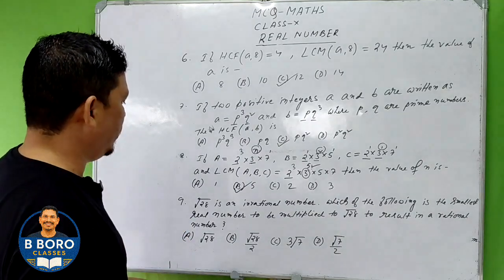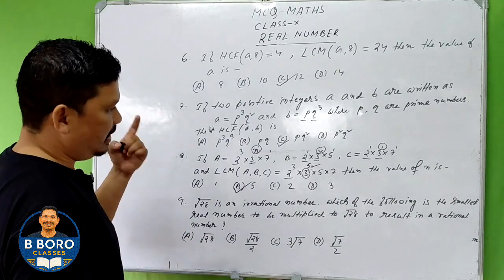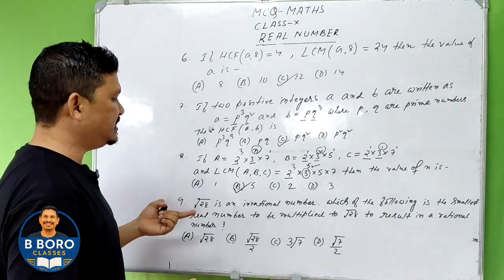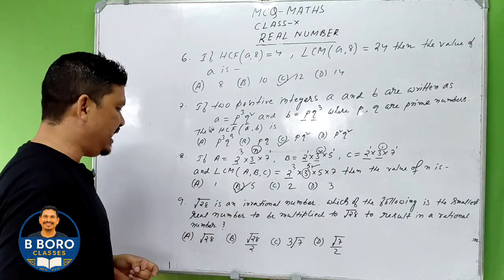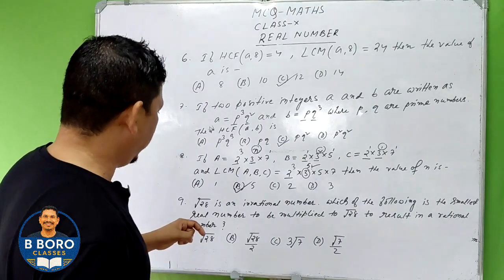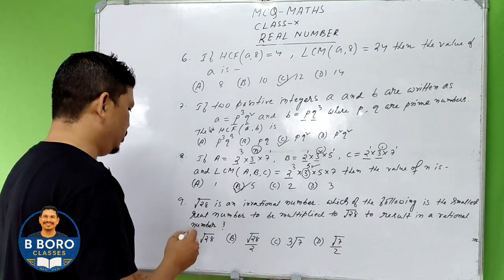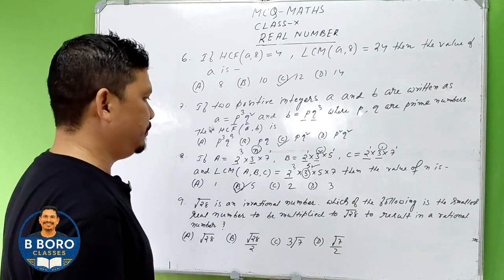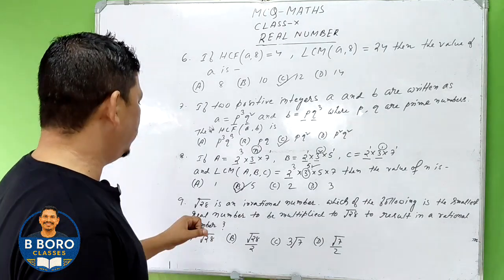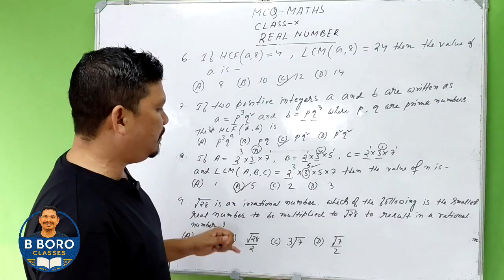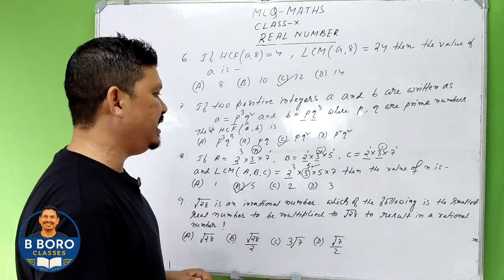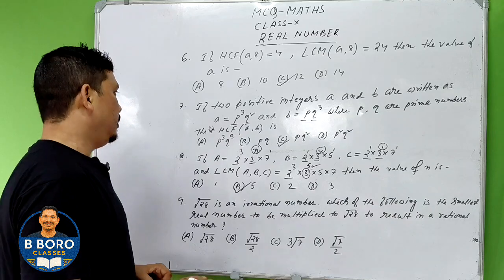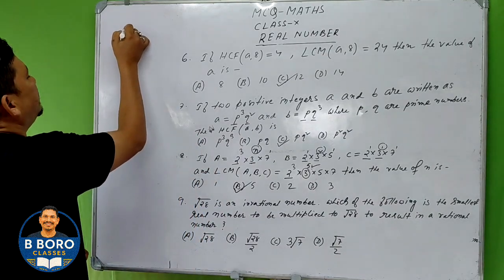It is one of the important questions, it has already come 2-3 times in the SSLC examination. And how can you solve this question? See here. Question number 9: square root of 28 is an irrational number. Which of the following is the smallest real number to be multiplied to root over 28 to result in a rational number? So first of all, root over 28.